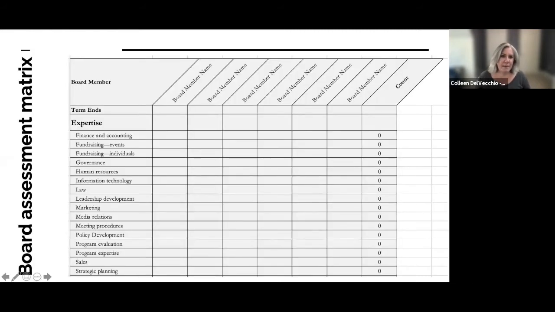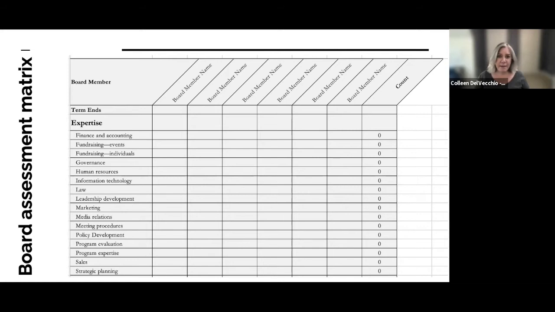So here's an example of just one part of this board assessment matrix. How these work is you would go in, and this is the part that talks about people's expertise. You would say, these are the areas that we need expertise in on our board. Most boards want somebody who has some sort of expertise in finance and accounting and law. Those are pretty standard. Depending on your organization, you might want some of the ones that are on this list, but you also might want something that's more unique.